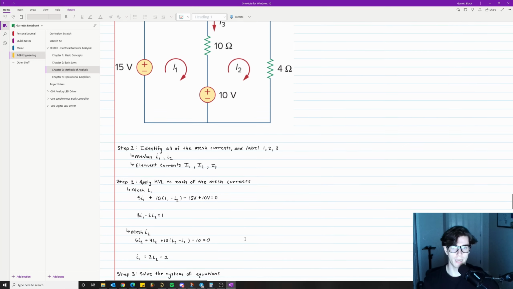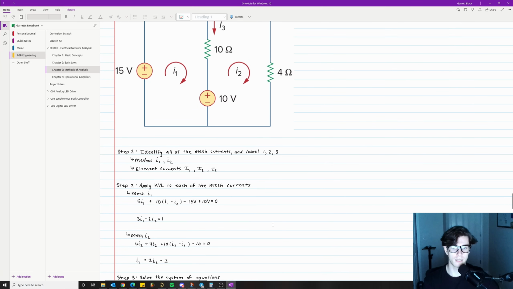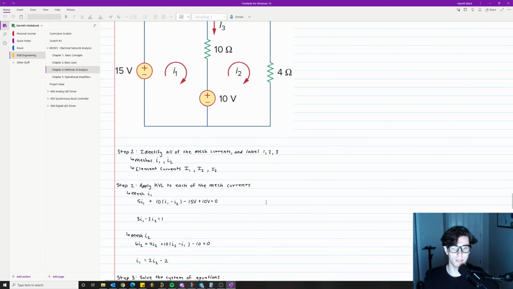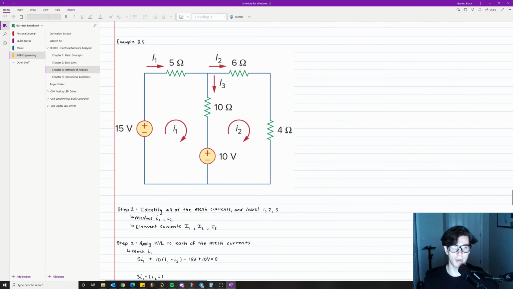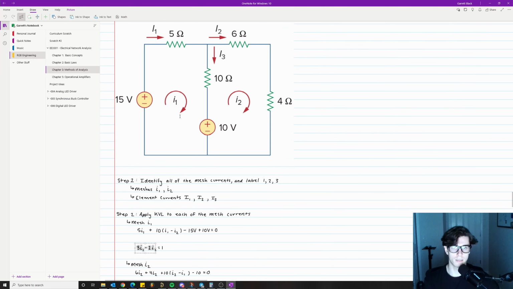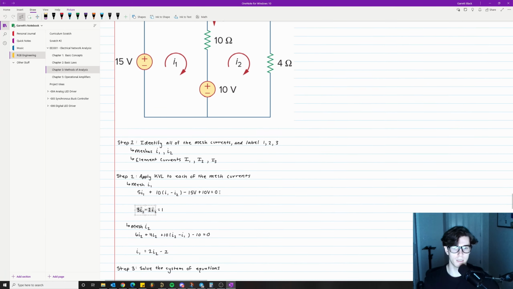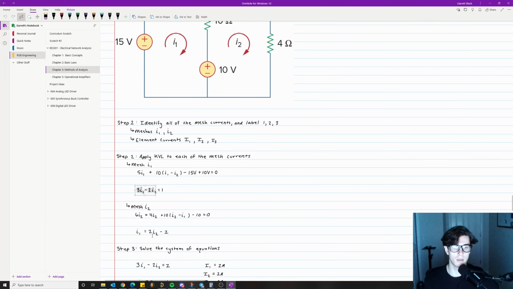Next up, we're going to do mesh I2. So we have 6I2, which is this resistor right here. So we're just going around the mesh, like I mentioned, right? 6I2, there's 6 ohms I2, plus 4I2, 4 ohms I2, plus 10 I2 minus I1. So we have I2, I1 going in opposite directions, minus 10, which is the reason we have a minus 10 is because we're going minus to plus here, equals 0. So we have I1 equals 2I2 minus 1.